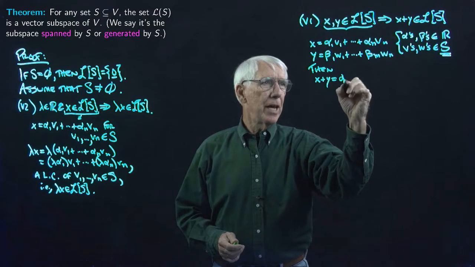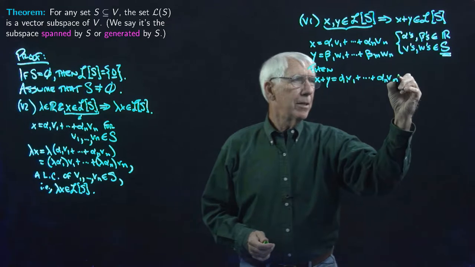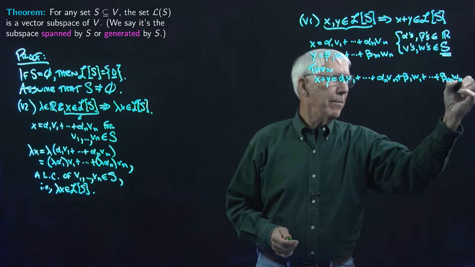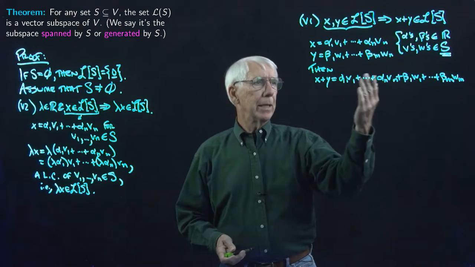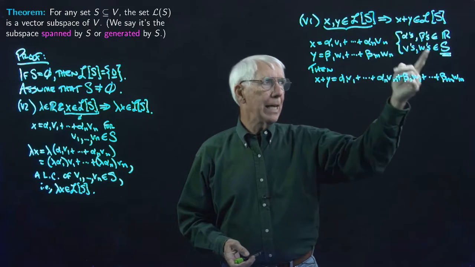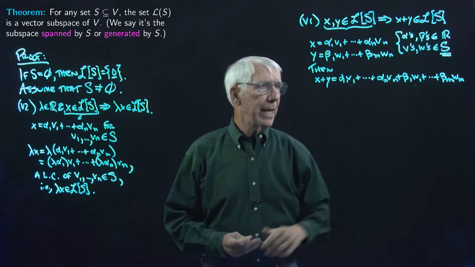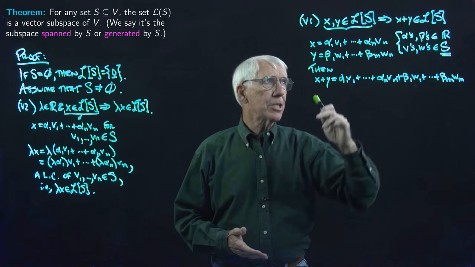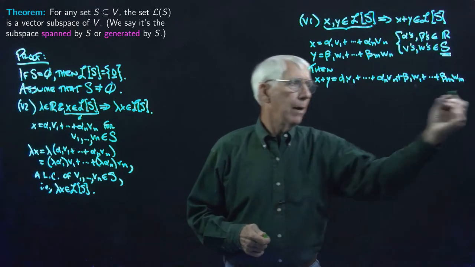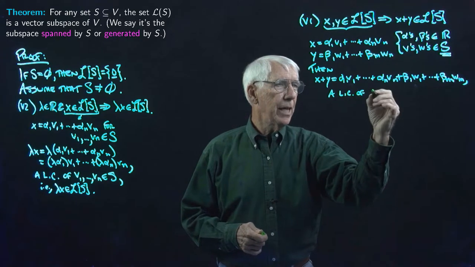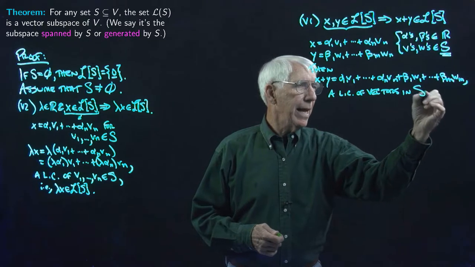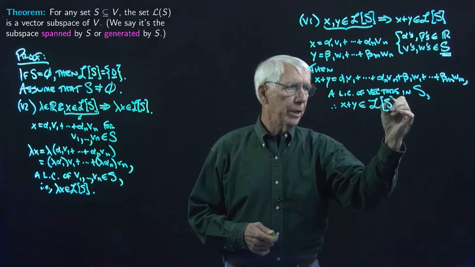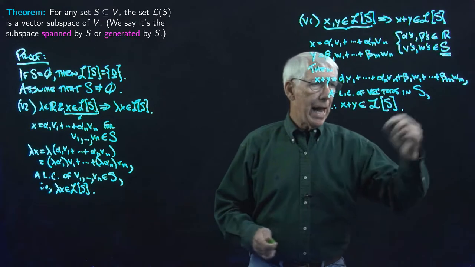Then X plus Y is just alpha 1 V1 to alpha n Vn plus beta 1 W1 out to beta m Wm. And so X plus Y is a linear combination of vectors in S because all the V's and all the W's are vectors in S. All the alphas and betas are scalars. So X plus Y is a linear combination of vectors in S. And that really completes the proof because we can say this is a linear combination of vectors in S. And so, therefore, X plus Y is in the set of all linear combinations of vectors in S, the span of S, and that completes the proof.